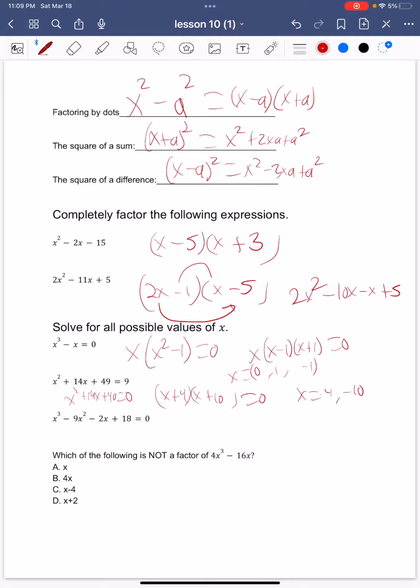Here, there are 4 terms instead of 3, so we can't just factor by double bubbling it. Here, we're going to factor by grouping. So what we want to do is pull out the greatest common factor of the first two terms, x squared, and then we could factor the first two terms into x minus 9.